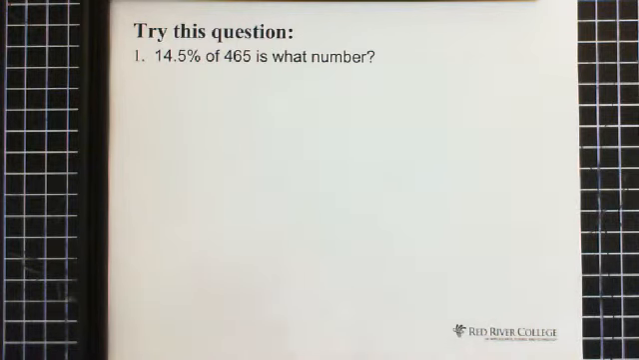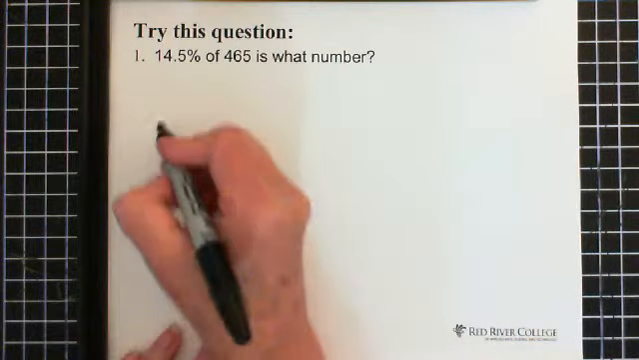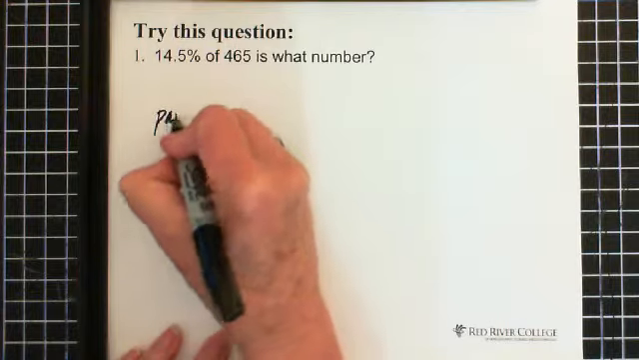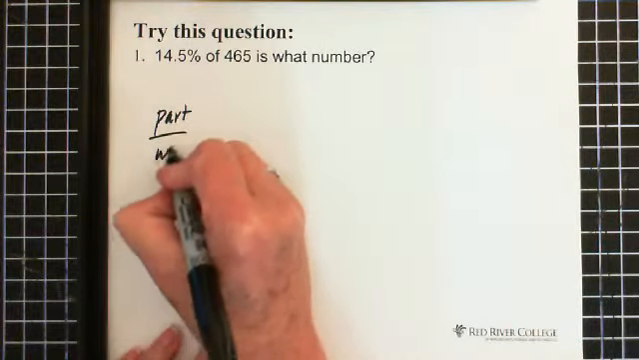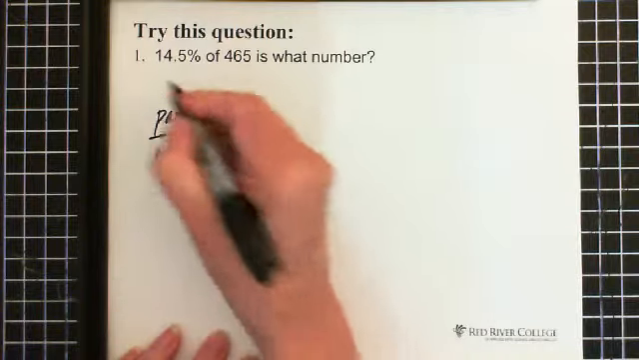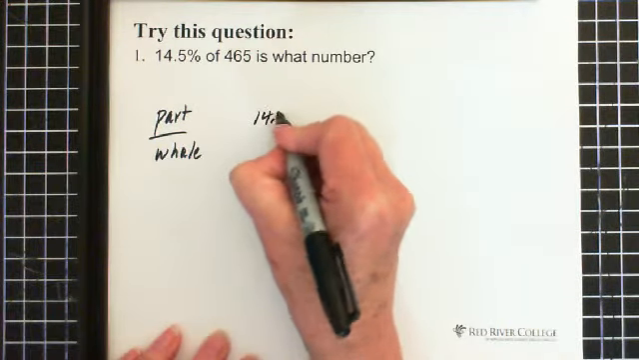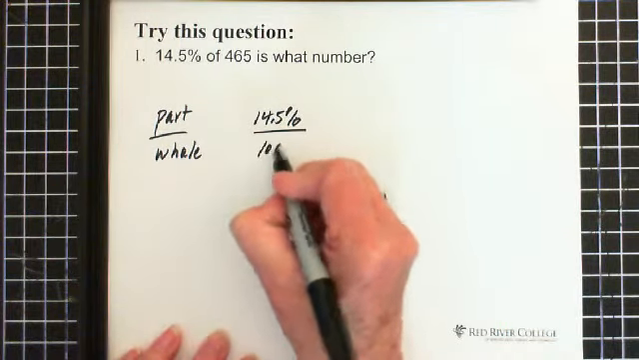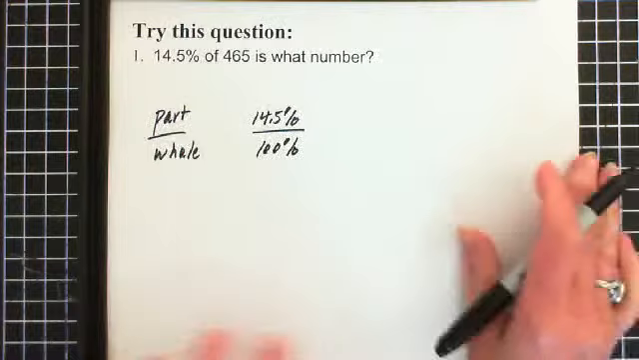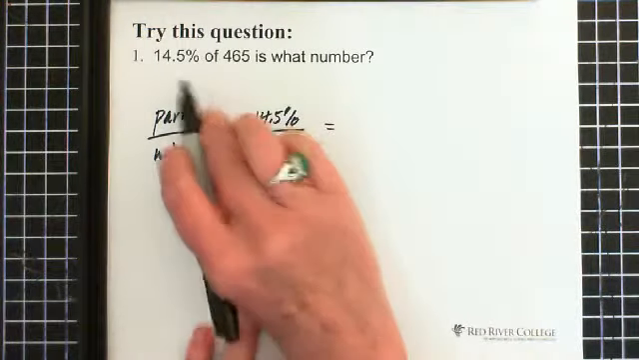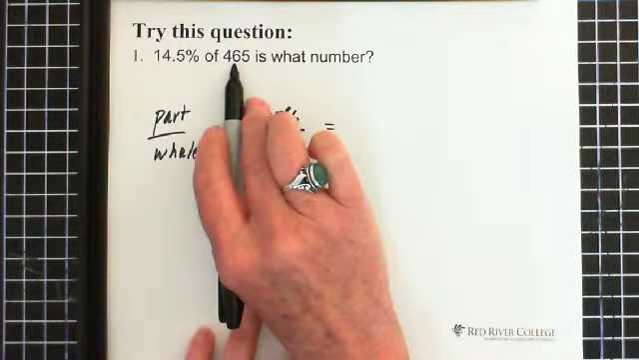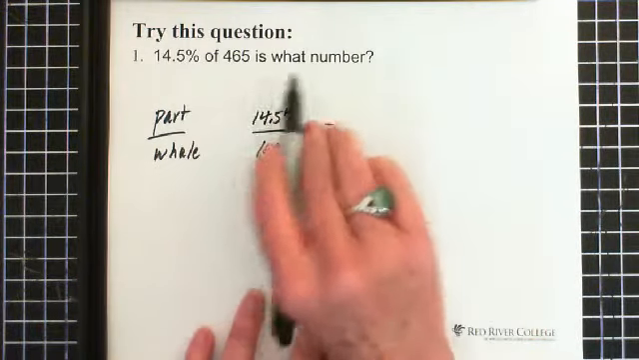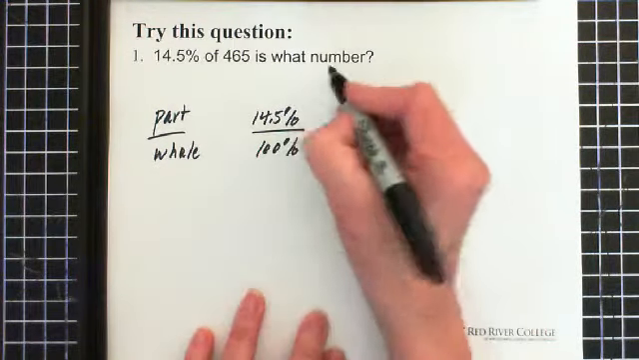Okay. So 14.5% of 465 is what number? If we're thinking again about part over the whole, this piece, the 14.5%, has got to be the part, and the whole is the 100% when it comes to percent, right? Now, what is this, the part or the whole? The 14.5% refers to the what number, the thing that we don't know.